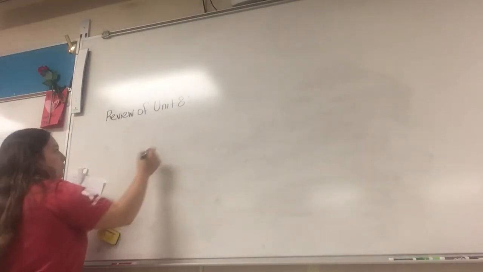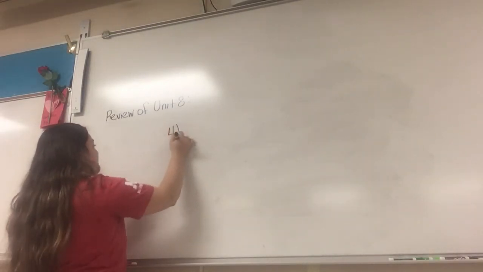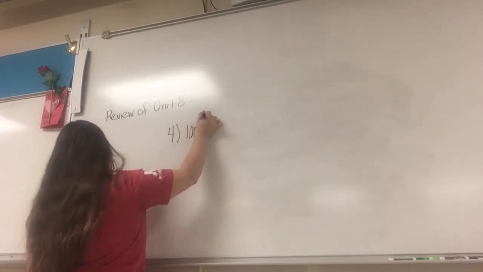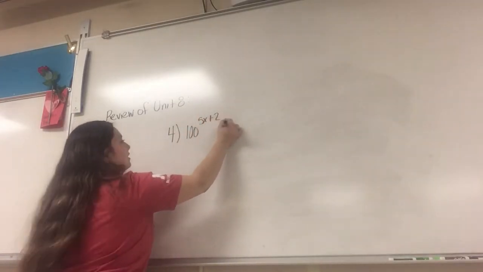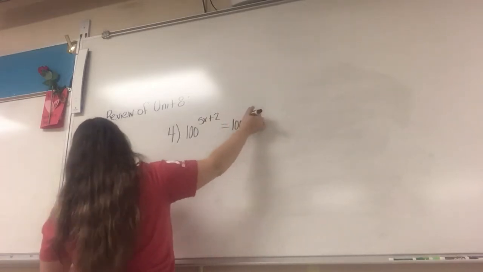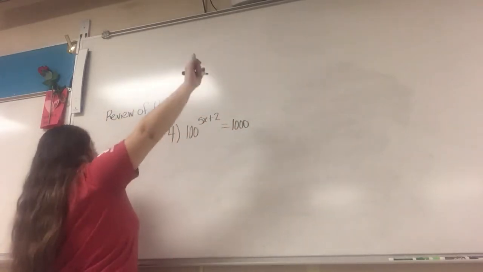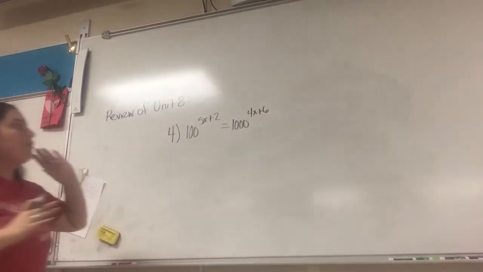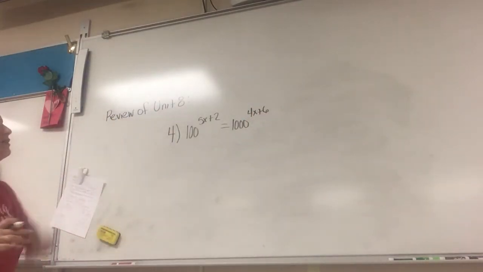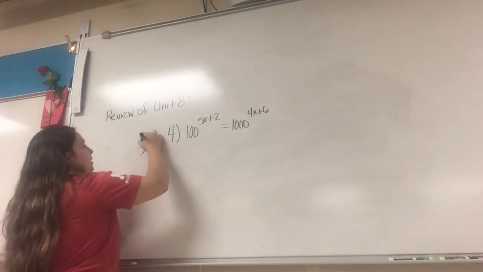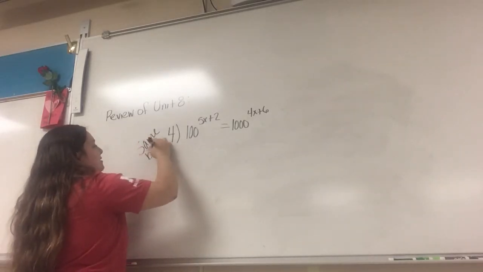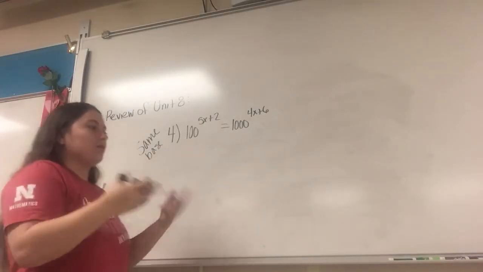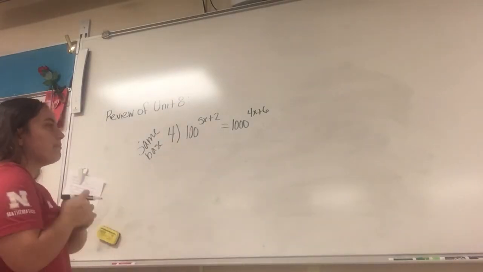Okay, so we're gonna now move on to our problem of 4, where it is 100^(5x+2) equal to 1,000^(4x+6). So a lot of you remember this is slightly different. This one is same base. We want to solve by the same base. Remember your reviews, I keep them in order. This is just in order going through. So this is solving with same base.